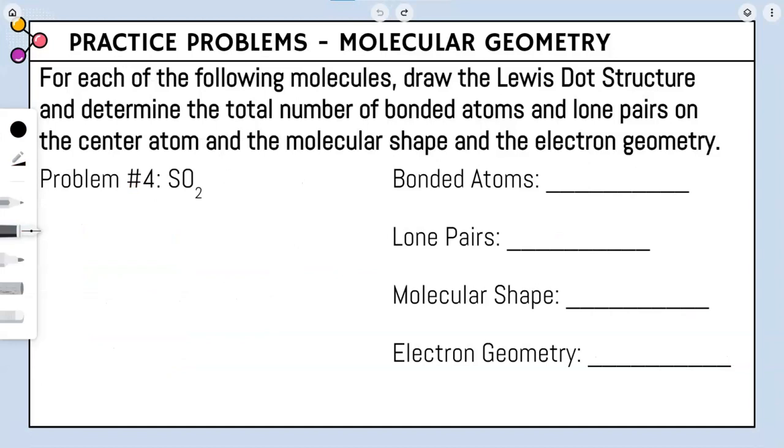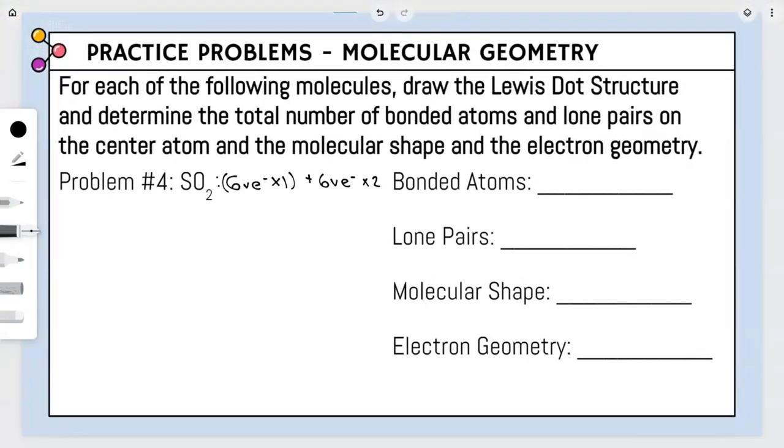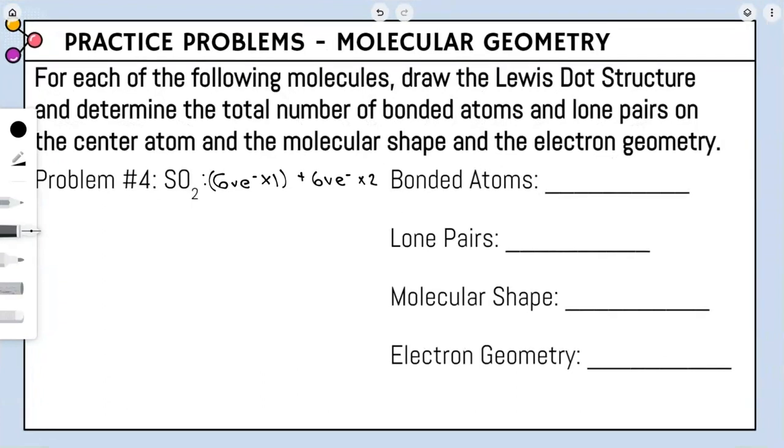All right, let's go ahead and do one more problem together. We have SO2. So first thing we got to do is valence electrons. Sulfur has 6 valence electrons, and we have 1 of them. And oxygen has 6 valence electrons, and we have 2 of them. And this brings our grand total to be 18 valence electrons.